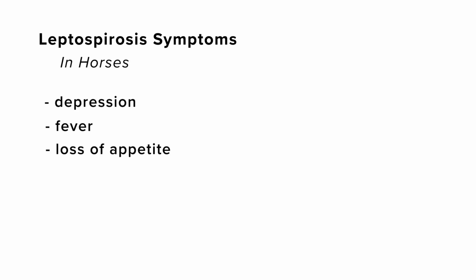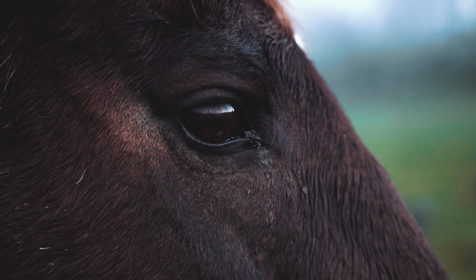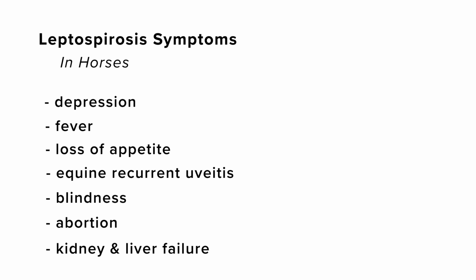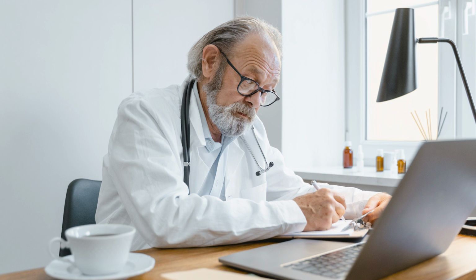Equine recurrent uveitis, more commonly known as moon blindness, can occur when leptobacteria migrates into the eye, and it causes inflammation of the inner eye, which can lead to blindness in horses, abortions, and in extreme cases, kidney and liver failure. To treat lepto, your doctor or veterinarian can prescribe antibiotics.